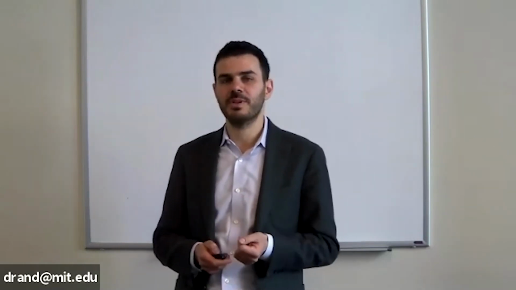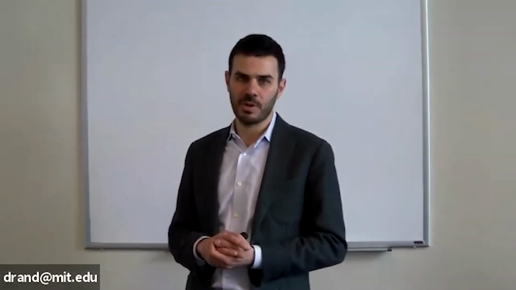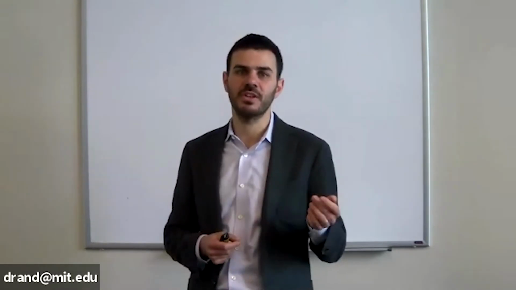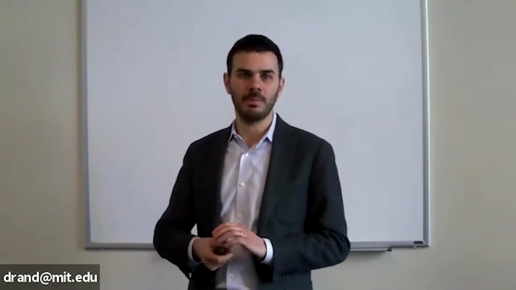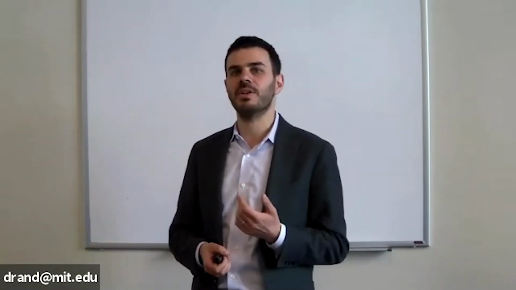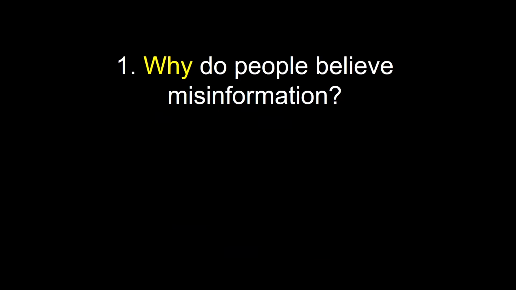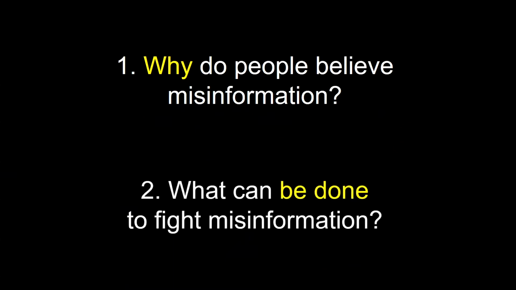Another class of misinformation that we've been thinking a lot about is hyperpartisan news, which is biased or misleading interpretation or coverage of events that did actually happen. And I think that this is probably more widespread and perhaps more pernicious than fake news, but both of them are problems. And what we want to try and understand is, first of all, a basic question in terms of basic science of why is it that people fall for misinformation? And then the more applied question of what can we do to actually prevent the spread of misinformation?